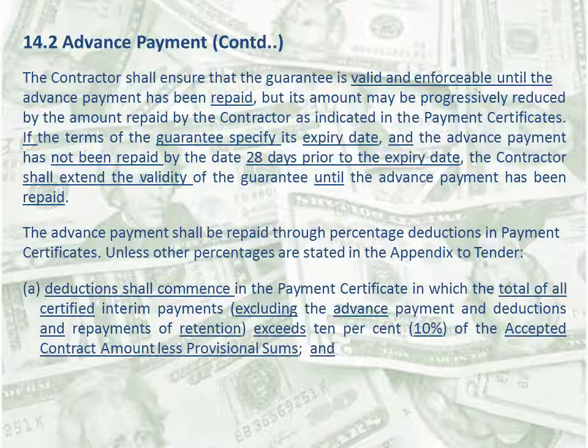According to this clause, the recovery of the advance payment is done through percentage deductions in payment certificates. Where an advance payment is not recovered fully, the outstanding balance will immediately become due and payable by the contractor to the employer.